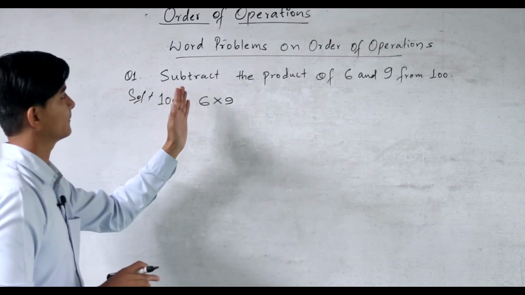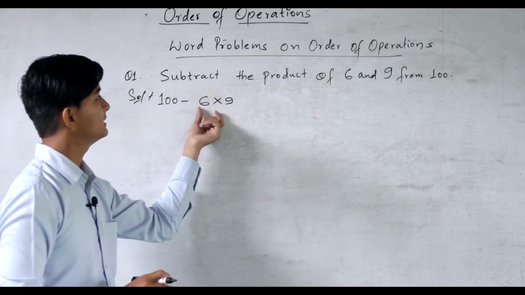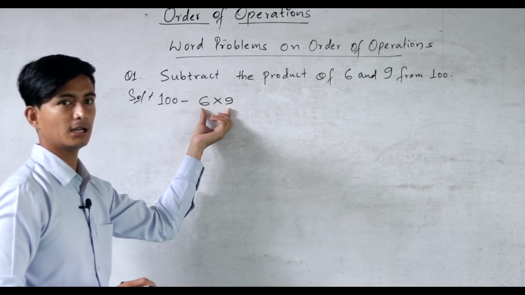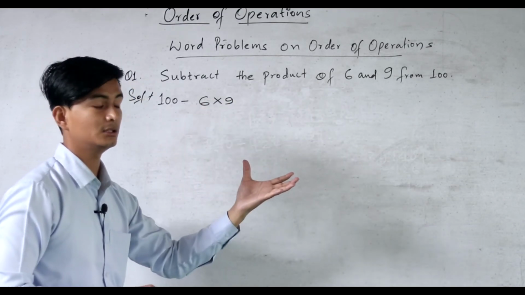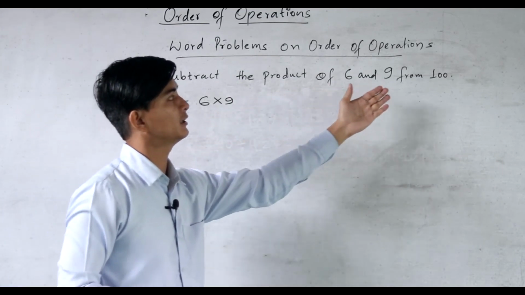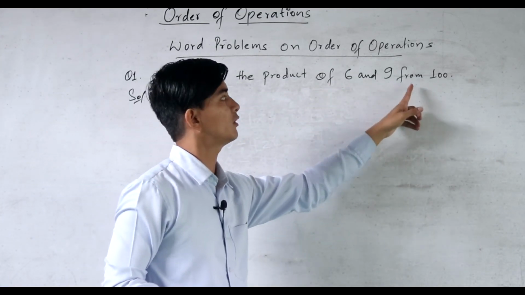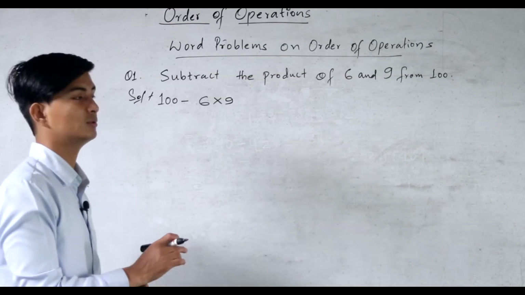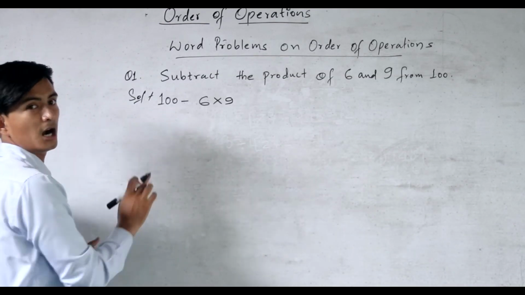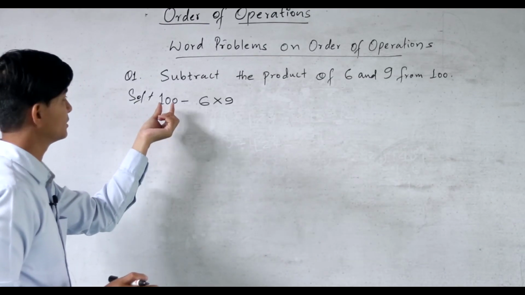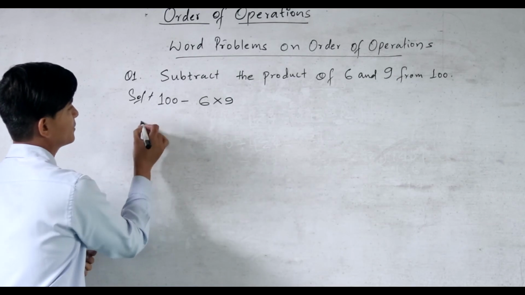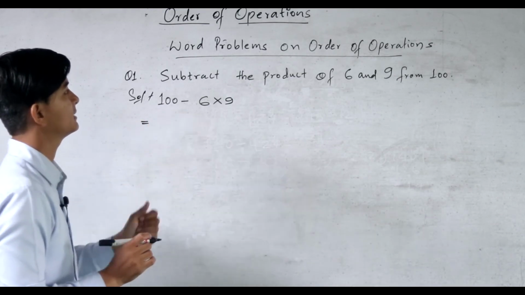Okay, subtract the product of 6 into 9. Product means multiply these two and whatever number comes, subtract it from 100. So from 100 means subtract from 100. So that's why we are putting 100 at first. Okay, so this is our equation. So how to solve this one? 100 minus 6 into 9.